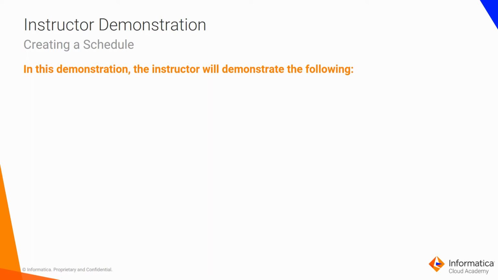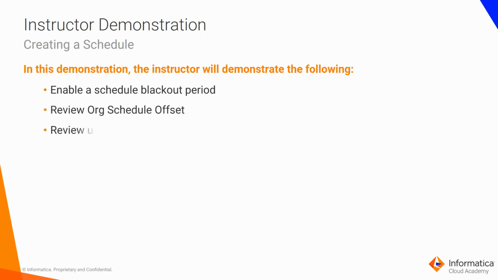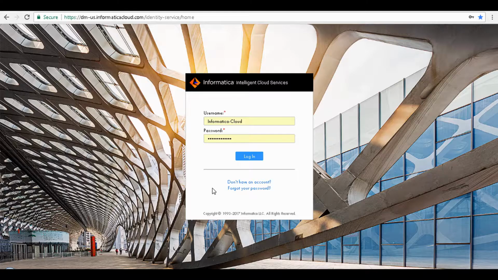I will now demonstrate how to enable a schedule blackout period for your org and where to review your org schedule offset and update your time zone. In this demo, we will create a reusable monthly schedule and enable a schedule blackout period. We will also review users' time zone.